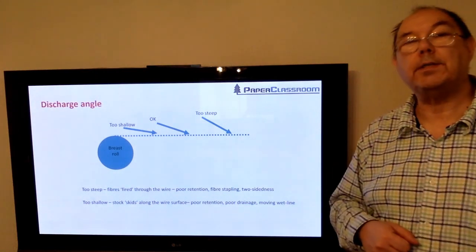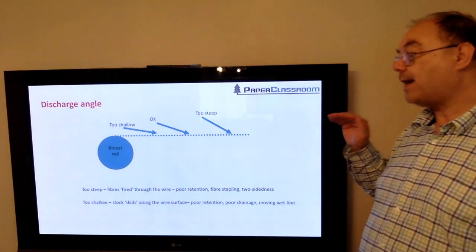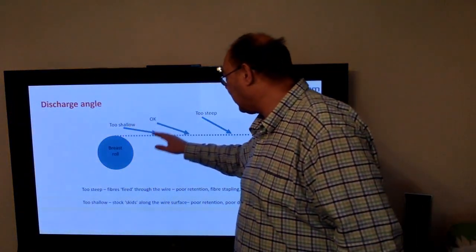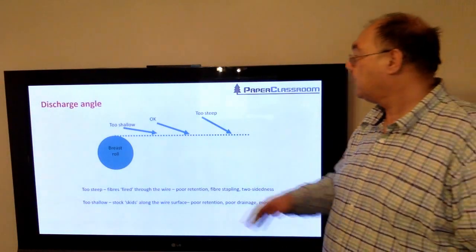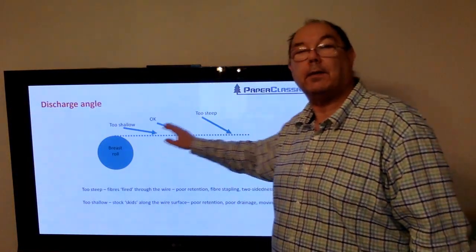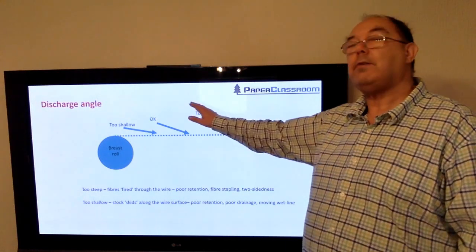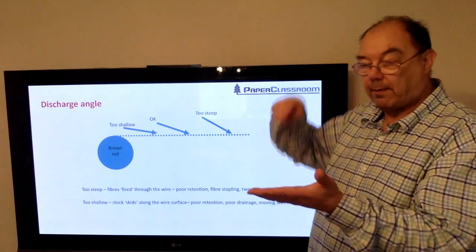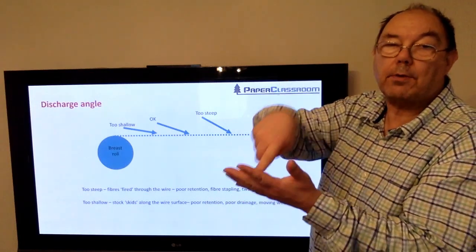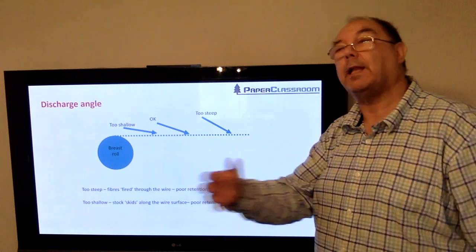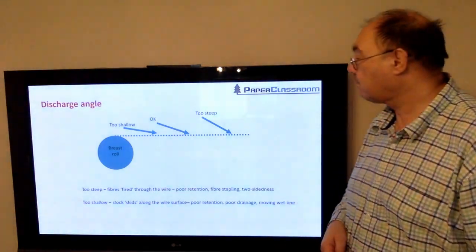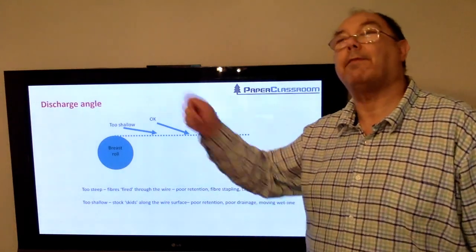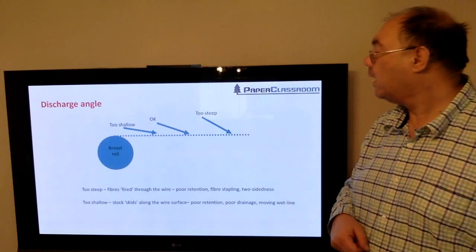Final thing to talk about is the discharge angle. When we fire the stock out of the flow box onto the wire, the angle with which it lands on the wire is quite important. This is the ideal angle, so we need to consider the two extremes. If you fire the angle too steeply, what will happen is you've got your forming fabric there, you'll force the fibres through the forming fabric, so you'll end up with poor fibre retention. If they go all the way through the forming fabric, they'll go down to the white water or through the fibre recycling plant.